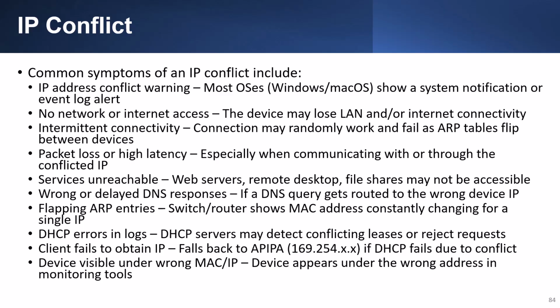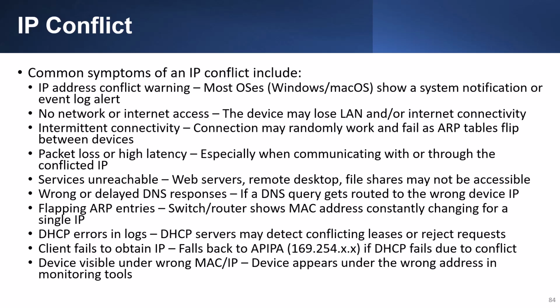Common symptoms of an IP conflict include IP address conflict warnings, where most operating systems show a system notification or event log alert. No network or internet access, where the device may lose LAN or internet connectivity. Intermittent connectivity, where the connection may randomly work and fail as ARP tables flip between devices. Packet loss or high latency, especially when communicating with or through the conflicted IP.